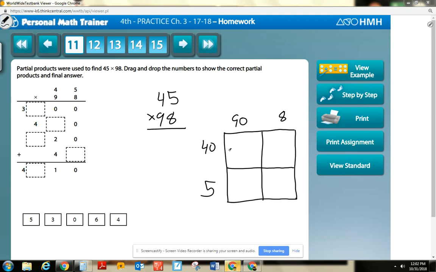So 4 times 9 is 36, 20. 5 times 90 would be 450. 40 times 8 would be, or 8 times 4 tens would be 320. And then we got 40 here. So now let's add them together. 3,600, 320, 450, and 40.